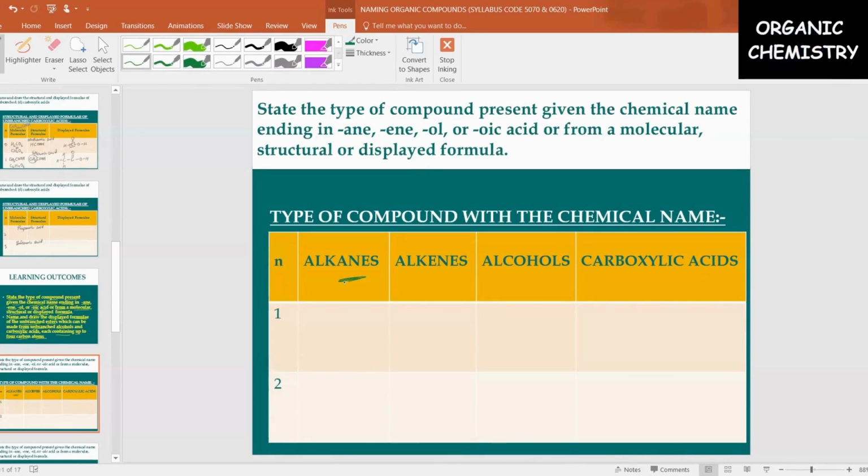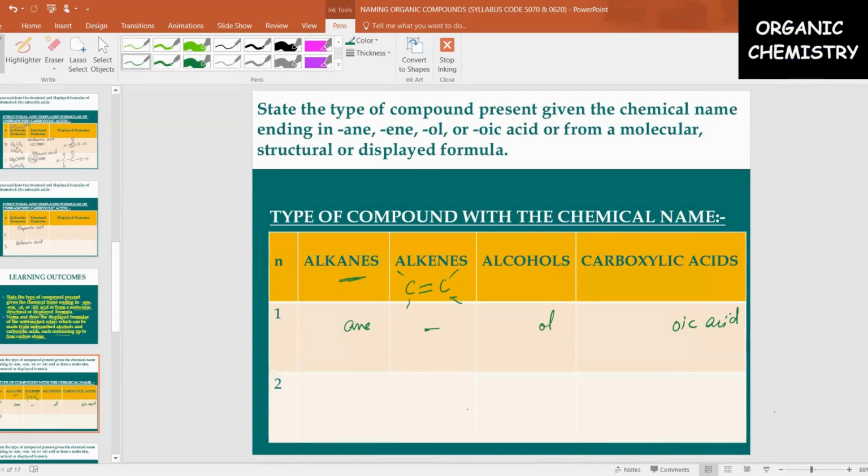Now, for the value of N equals 1, in case of alkanes, the name will end on ane. In case of alkene, the name should end on ene, but we don't have any alkene with the value of N equals 1. The reason is that there must be a carbon-carbon double bond in case of alkenes. For alcohols, the name will end on ol. In case of carboxylic acid, the name will end on oic acid.